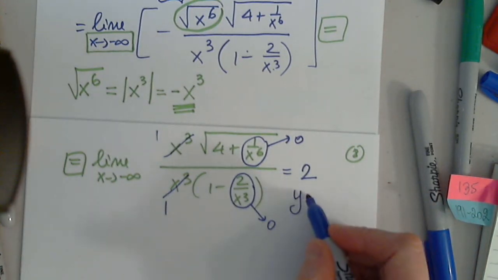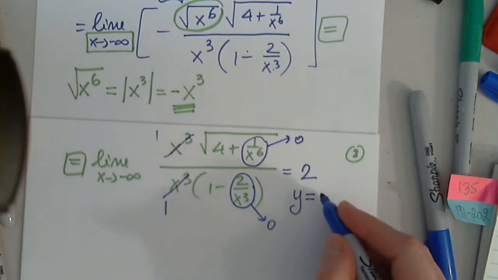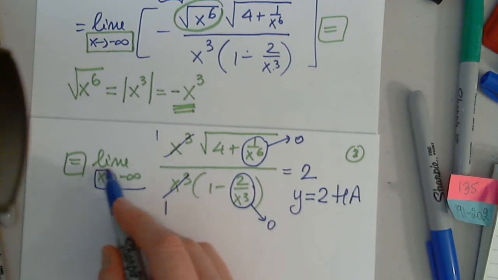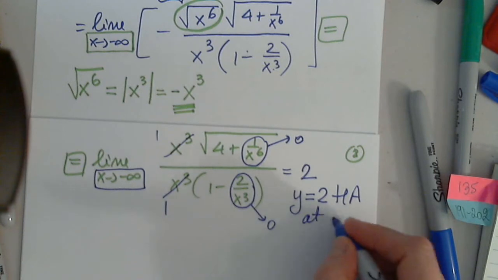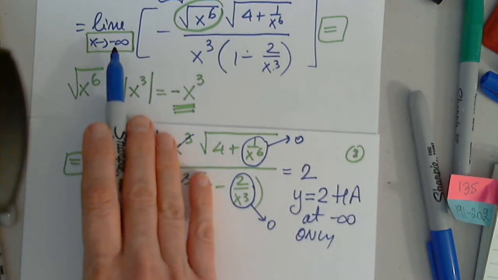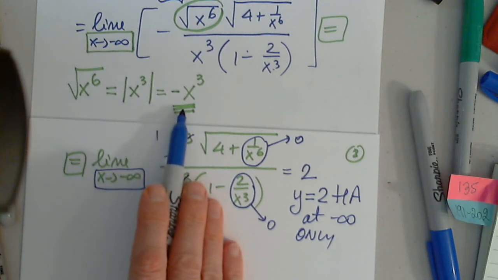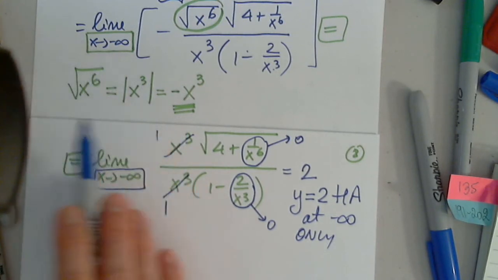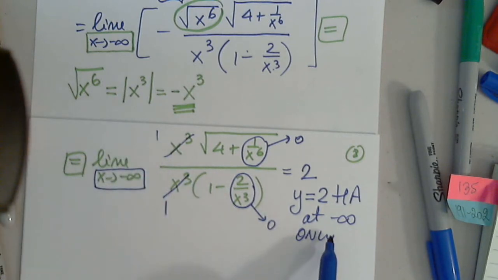Which means? That's a horizontal asymptote. But for sure, guaranteed at negative infinity only. How come? I used negative infinity to simplify this. If I hadn't used the negative infinity, but I had to, then it would have been on both sides. But it's not on both sides. It's only at negative infinity.